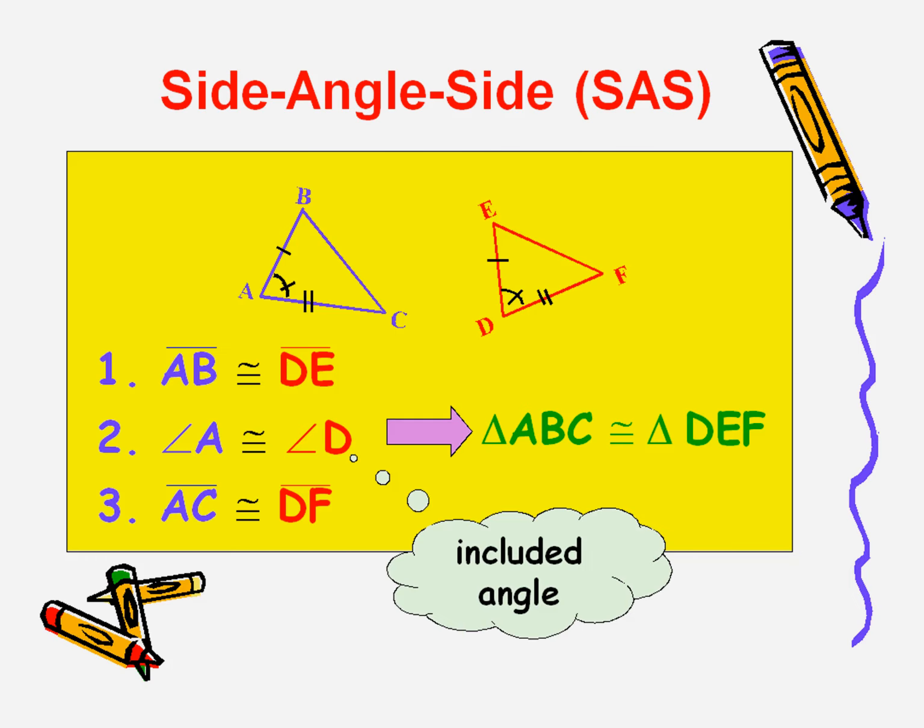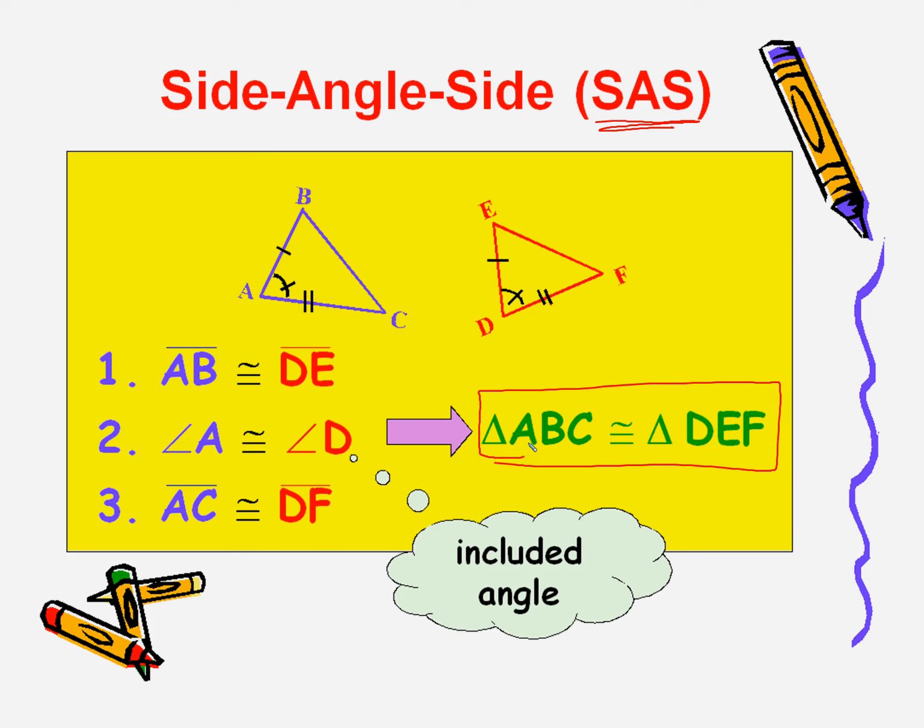The next one we see here is side, angle, side, and we use the abbreviation SAS. The order of these letters is important. The A is between the two sides, so the angle is included between the two sides that we're mentioning. Here we have two sides of one triangle and their included angle congruent to two corresponding sides and their included angle, and therefore the two triangles are congruent. So that one's called side angle side.